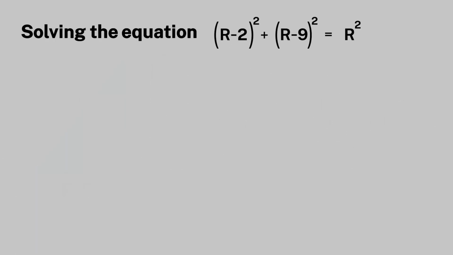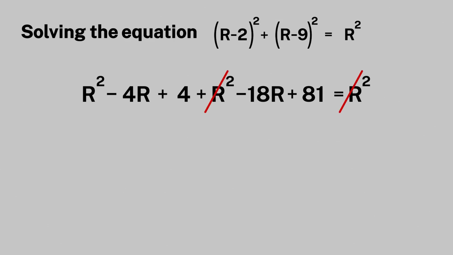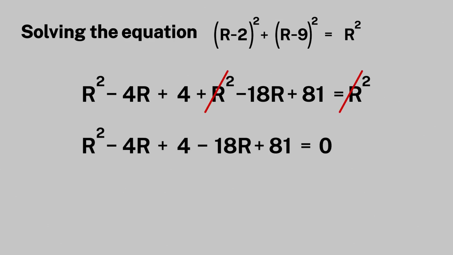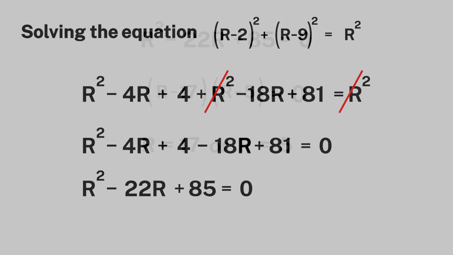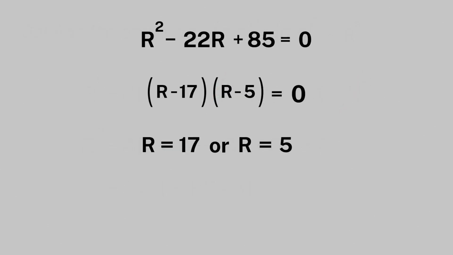Solving the equation. We begin by expanding the squared binomials on the left side of the equation. We simplify the algebraic expression, yielding the quadratic equation, r squared minus 22r plus 85 equals 0. To solve for r, we can factor this quadratic expression. Finally, we find that r can be 17 or 5 centimeters.